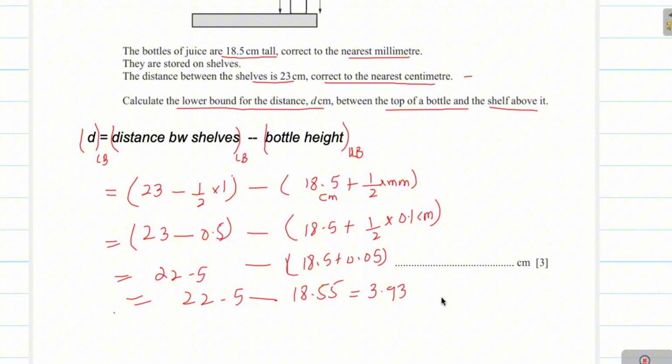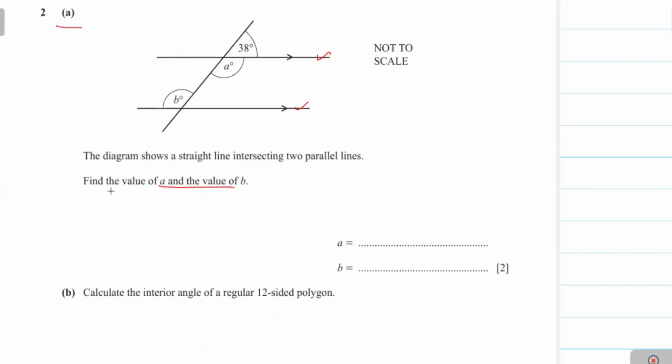Now the next question, question 2 part A, find the value of A and B. Here two parallel lines are given and this is the straight line. Sum of adjacent angles on a straight line is equal to 180. Therefore, we can write A plus 38 equal to 180, by the property sum of adjacent angles on a straight line. Therefore, this value will be equal to 180 minus 38, and this will be equal to 142, and this is the angle 142.